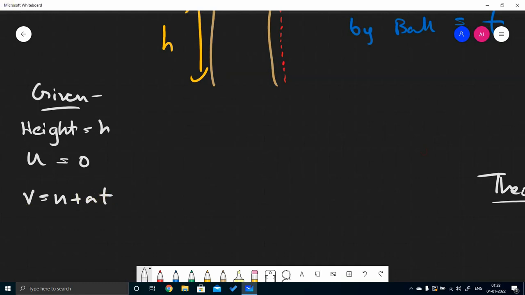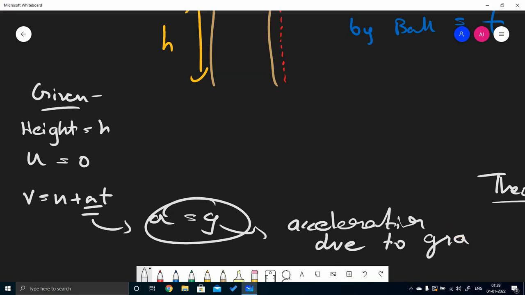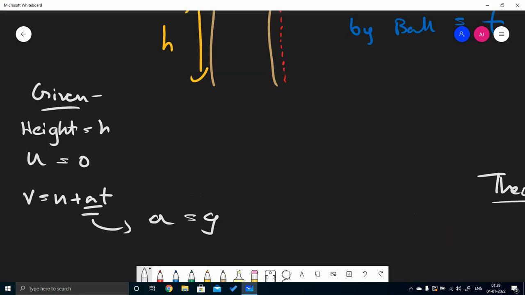v is equal to u plus at. And over here, make sure that you know that this acceleration, we switch it and put a is equal to g, and this g is basically acceleration due to gravity. If you want to know more in depth about this, we'll be doing that in the gravitation chapter and not here.